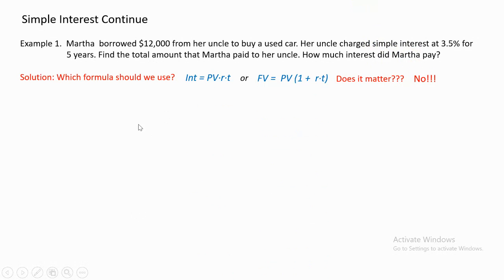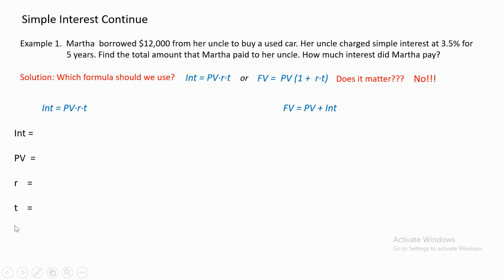I'm going to do this very same example with both formulas, just so you know that it's the same thing. First, let me start with the interest formula, INT equals present value times R times T. If I use this formula, then I also use the future value formula for the total amount paid. So these two go together. Let's first start with the formula on the left, the interest formula.